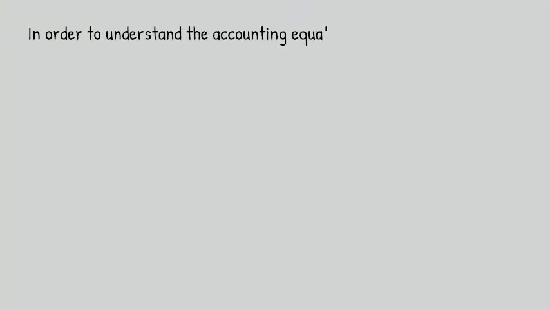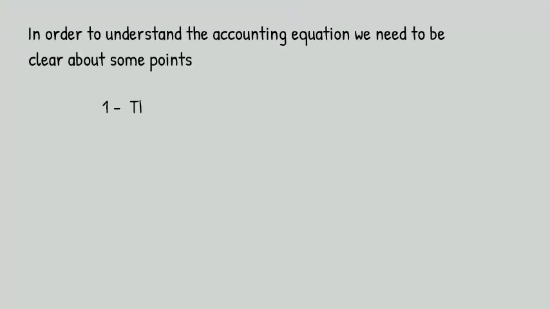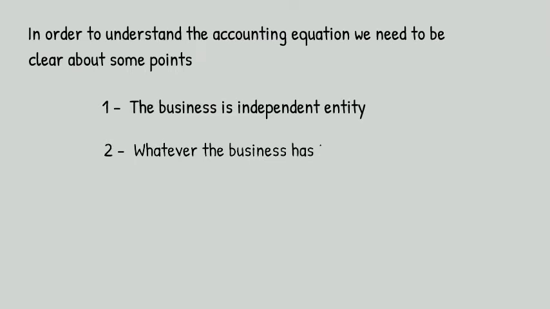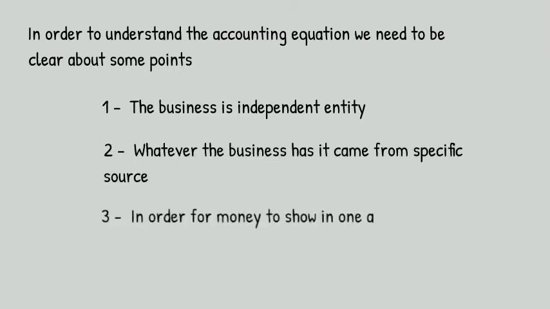In order to understand the accounting equation, we need to clear some points. First, business is an independent entity. Second, whatever the business has came from a specific source. And third, in order for money to show in one account, it has to come from another.